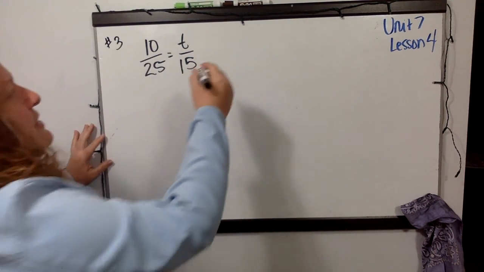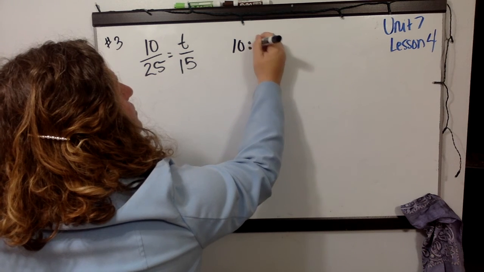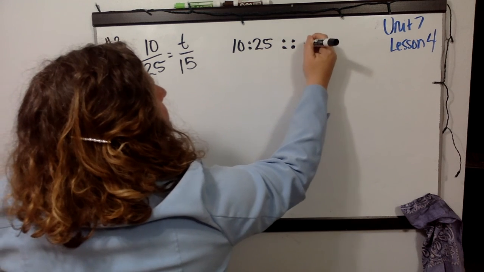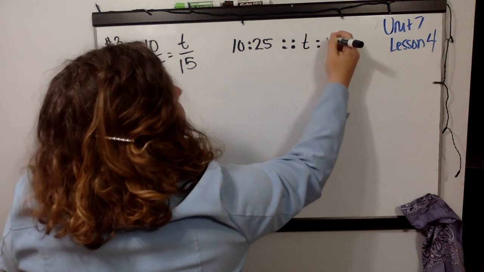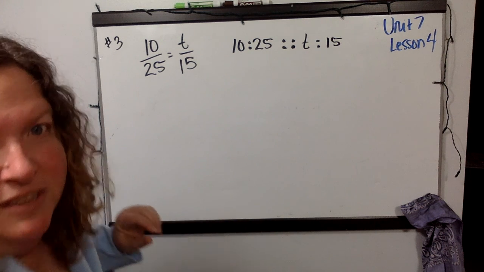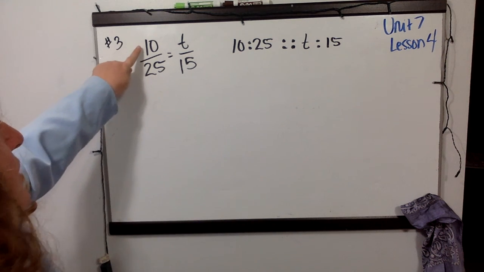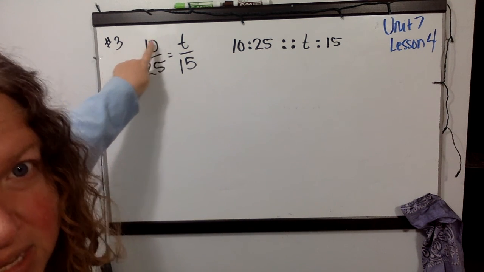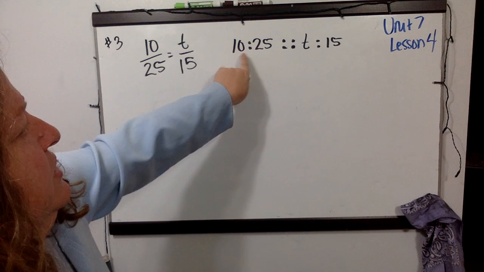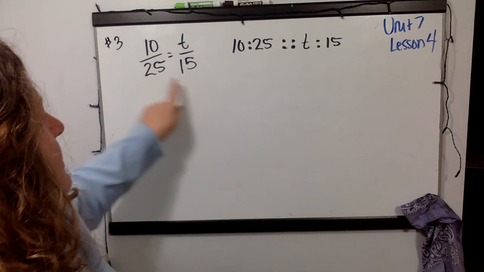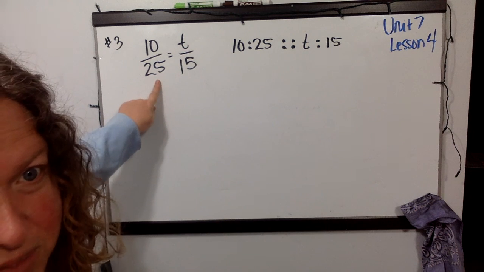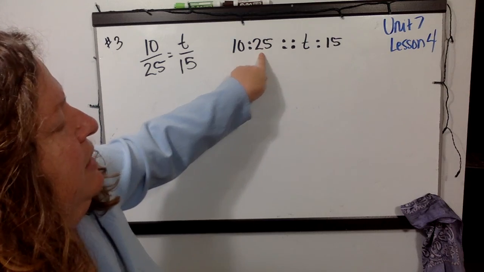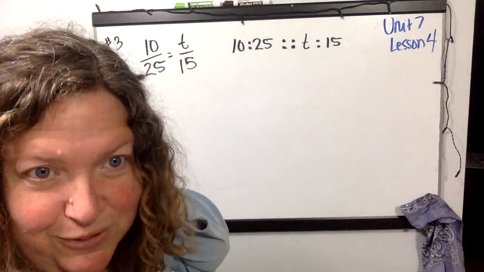Remember, we can also write this like this. 10 to 25 is equivalent to t to 15. And it doesn't matter which one we start with, as long as we start with the same. If the first one we start with is the top, then the first one we start with is the top. So if we start with the 10, we have to start with the t. If the second one is the one on the bottom, the second one needs to be the one on the bottom. So there's the 10, the second one is 25, there's the t, the second one is 15.